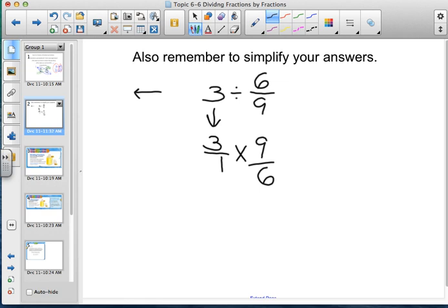All right, now we have to divide. We can cross simplify, right? So that means that 3 can be simplified down with the 6. 3 becomes 1. 6 is divided by 3, and you end up with 2. Now, 1 times 9 is 9. 1 times 2 is 2.